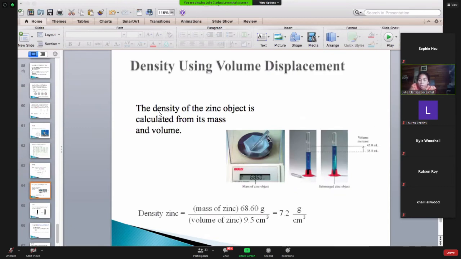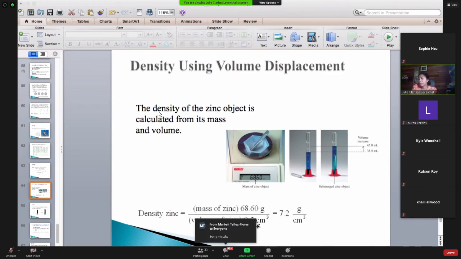Okay, so here you have your zinc, you put it in the water, you want it blue because you can see it better, and then you put it in a graduated cylinder. The original volume is 35.5. When you put your cylinder of zinc in, it went up to 45. So what is the volume of zinc? It's 45 minus 35.5. So density is mass over volume, 68.6 divided by 9.5. What is the 9.5? Marbelli, 9.5 is what?